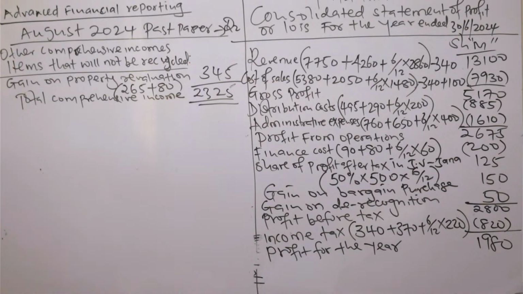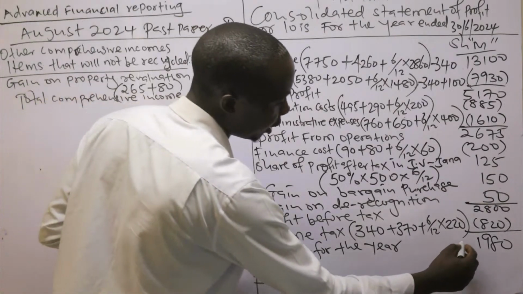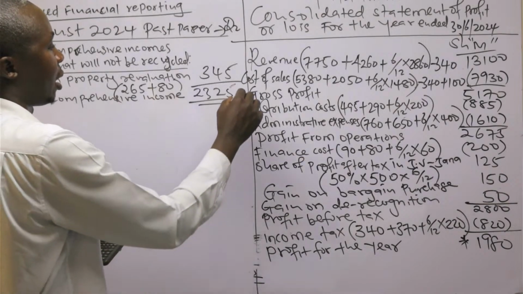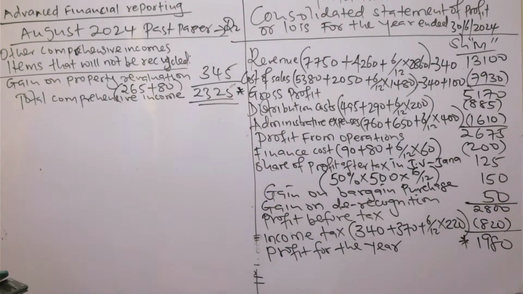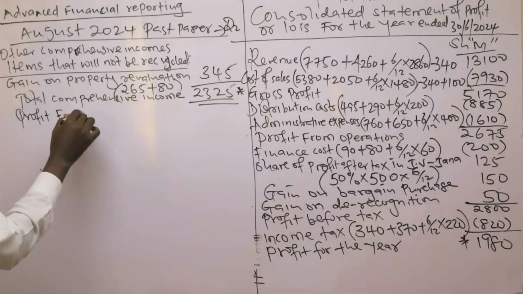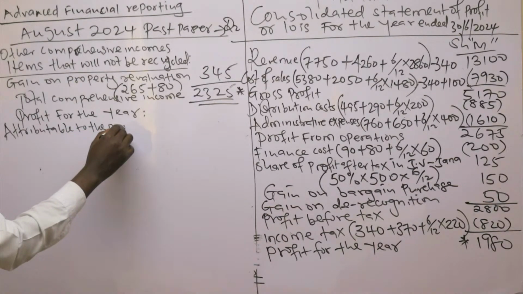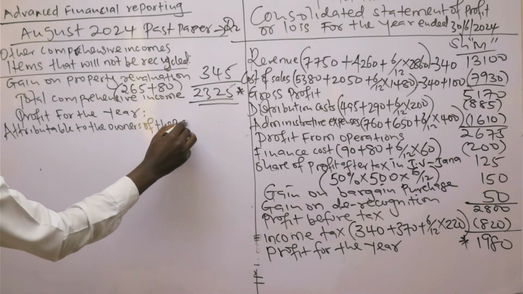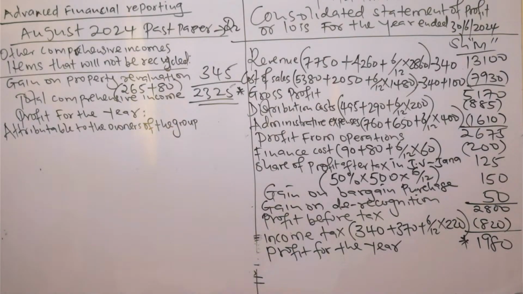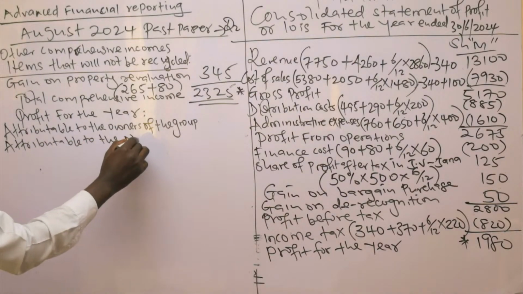Then now we need to share this profit for the year and total comprehensive income. So we need to share this to the parent and to the minority shareholders. So profit for the year attributable to the owners of the group, that is the parent company, in short. And also, the one which is attributable to the non-controlling interest, the NCI.